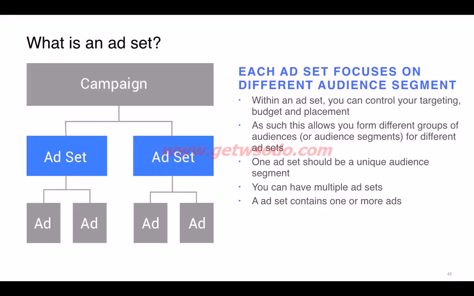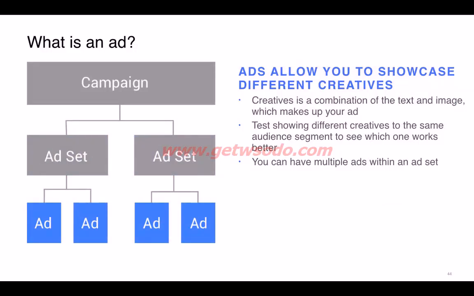So each ad set focuses on a different audience segment. Within an ad set, you can control your targeting, budget, and placement. As such, this allows you to form different groups of audiences for different ad sets. One ad set should be a unique audience segment. All right. You can have multiple ad sets, and an ad set can contain one or more ads. So the second hierarchy is ad set, and I hope you are clear with the use of having multiple ad sets. Now the third is basically ads.